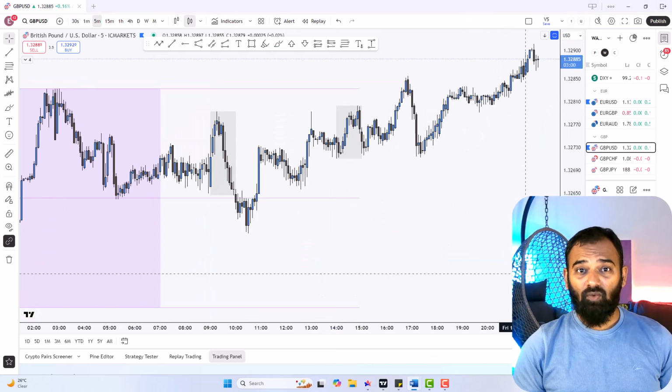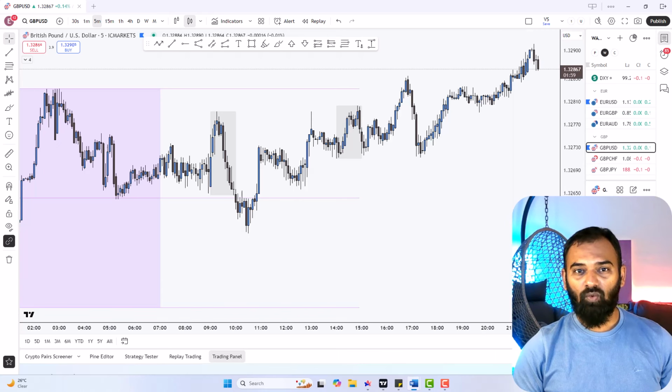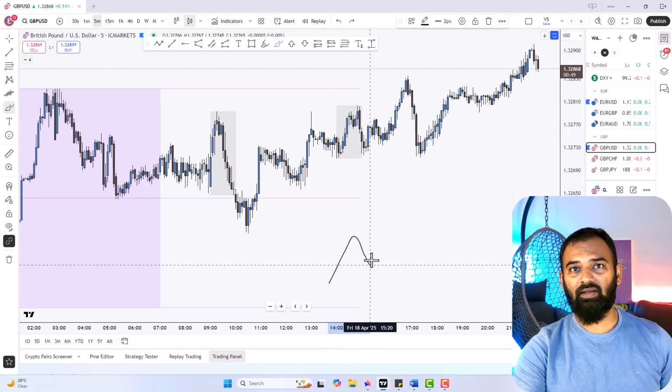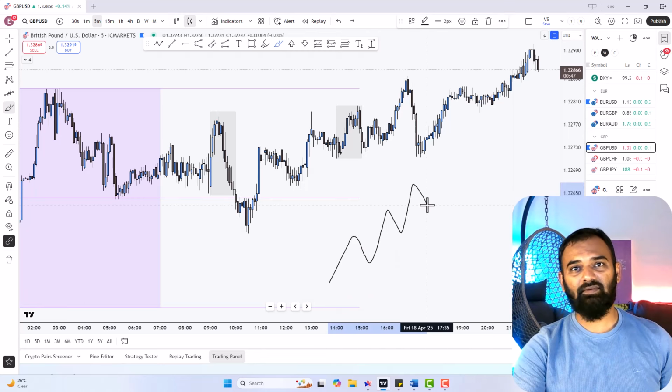There are three main core components of market structure. The first one is swing highs and swing lows. Number one is swing high or low. Swing highs and swing lows define market structure. Rules are very simple. Whenever the market is making higher highs and higher lows, the market is in an uptrend.